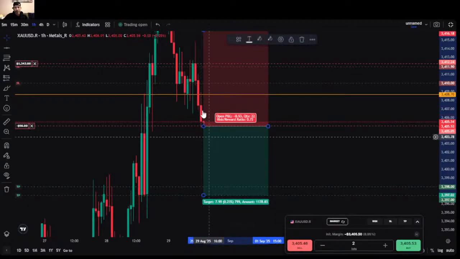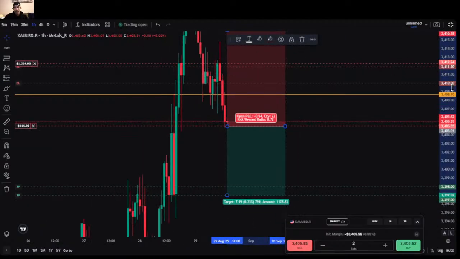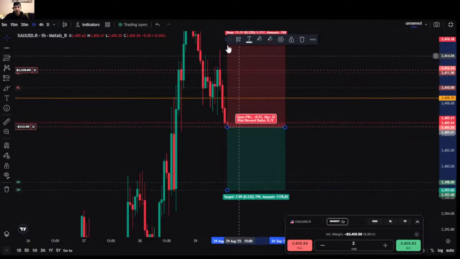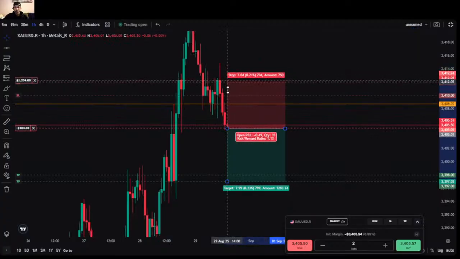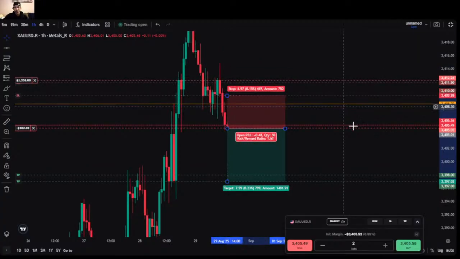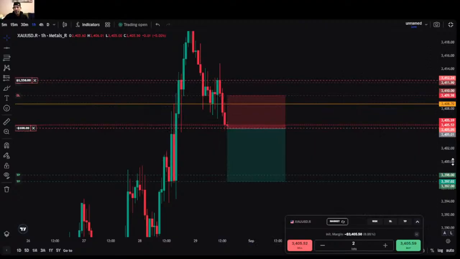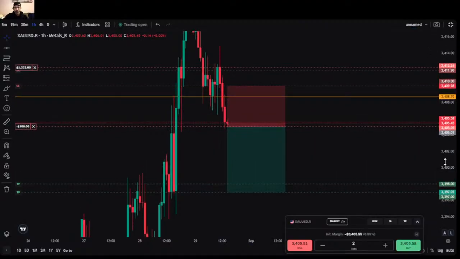Use here. Stops are right above our high, right? That's our trade.